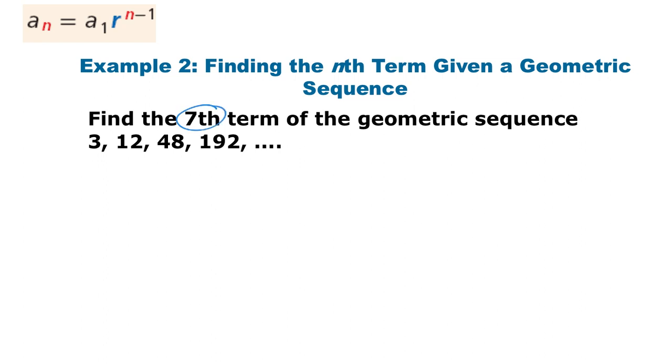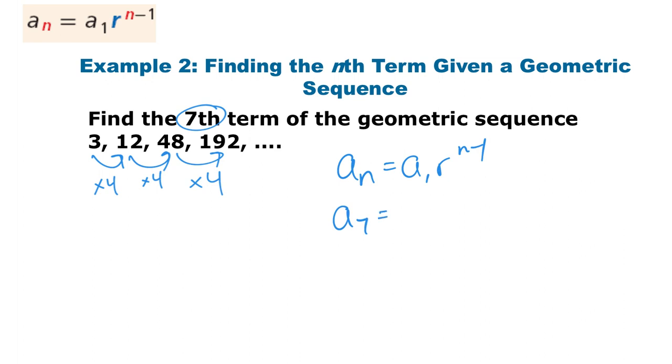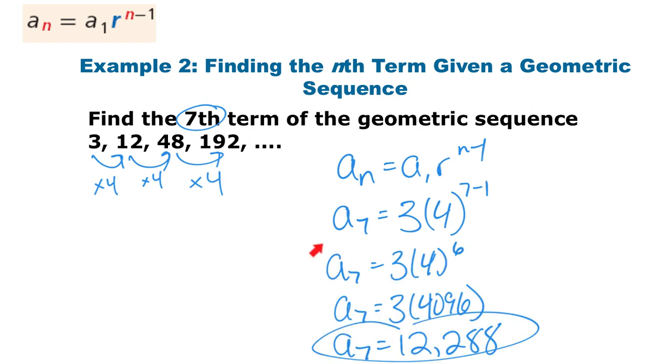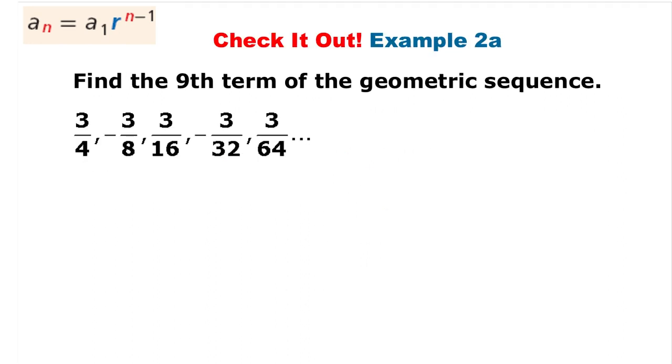Here we're going to be finding the 7th term of our geometric sequence. I need to find our common ratio, which looks to be like we are multiplying by 4. So I'm going to start with our general formula, and I'm going to fill in what I know. I'm looking for a sub 7, and I know the first term here was 3. My common ratio was 4, and I'm going to put in 7 for n. And now I just have to evaluate that. After simplifying, I get my 7th term to be 12,228.